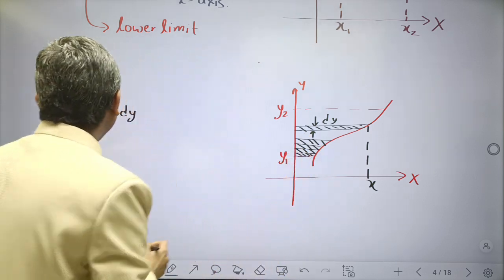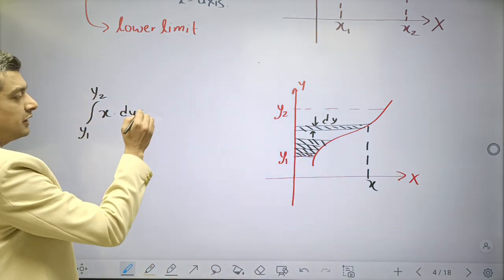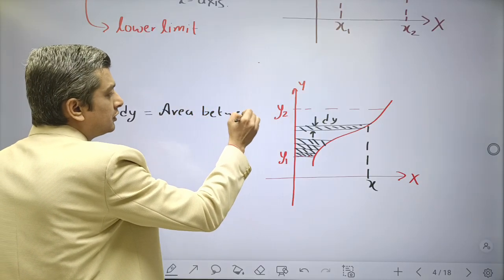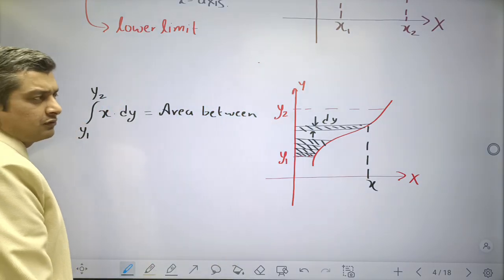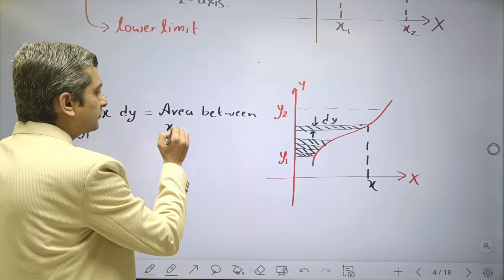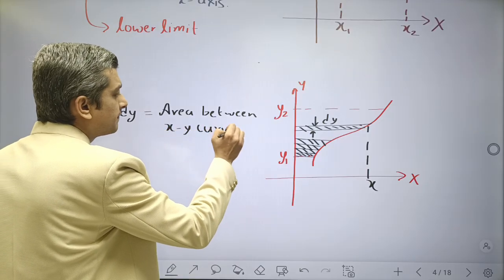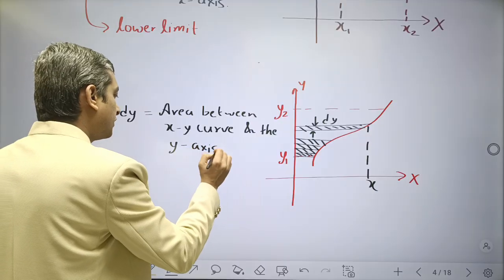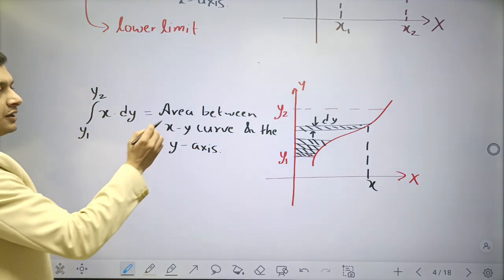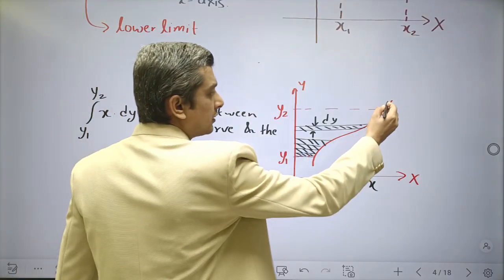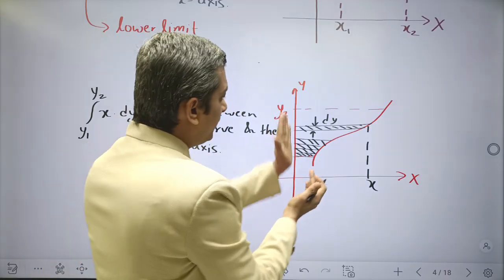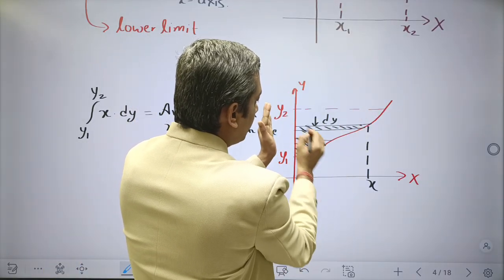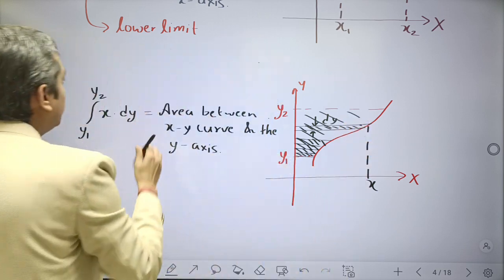So if I write x dy, then this is the area between the xy curve and the y-axis. In this format, if you write, no misconception will be there. Observe carefully. Here it is dy, then the area will be the area between this xy curve and the y-axis. So in between these two, this is the curve and this is the y-axis. In between these two, the area you will get is x dy.